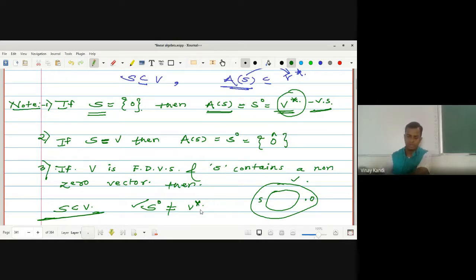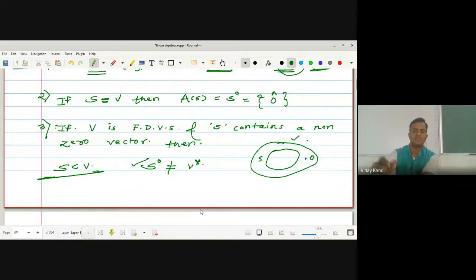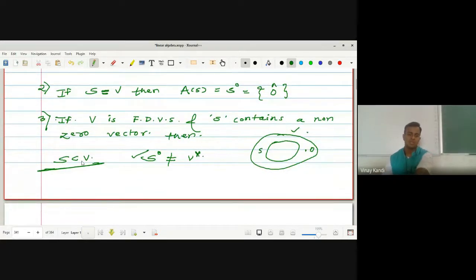Why? Look at it. If S is properly contained in V, then there exists an element in V which is not in S, that is the zero vector. Okay, if V is a finite dimensional vector space and S contains a non-zero vector.